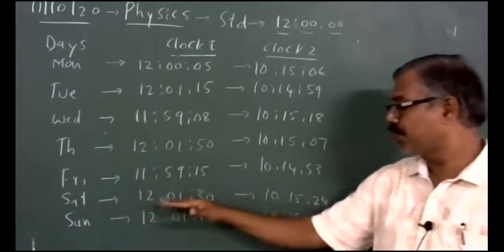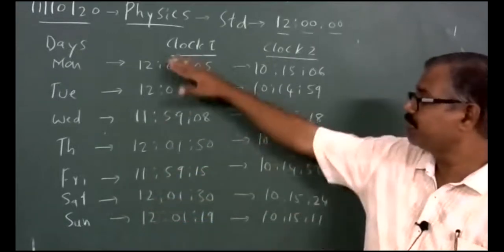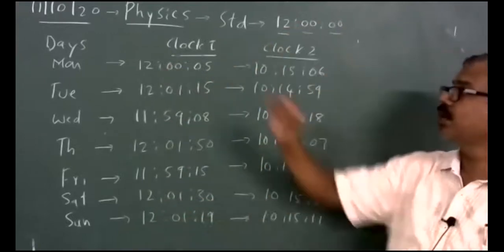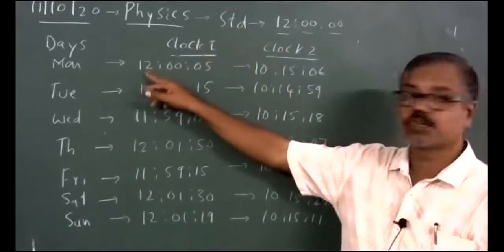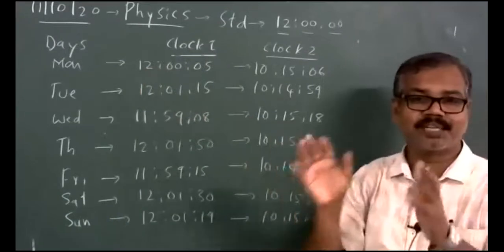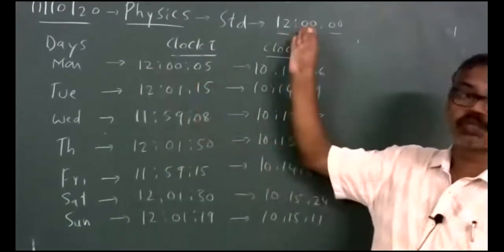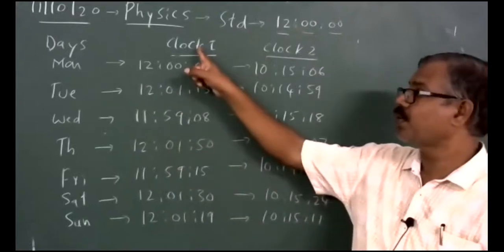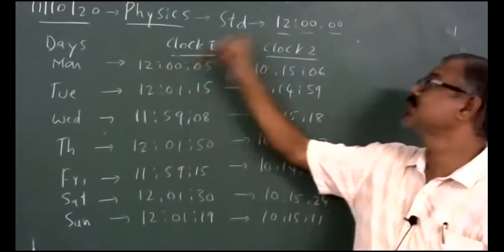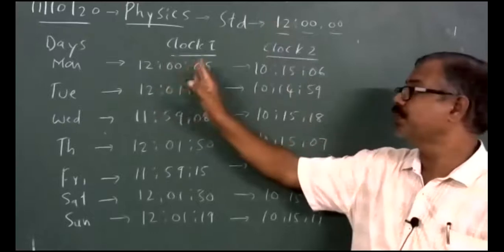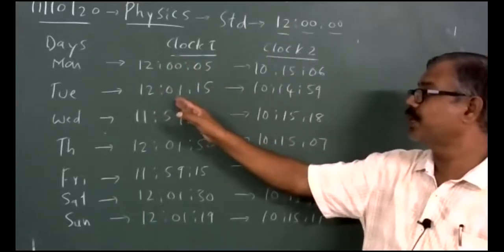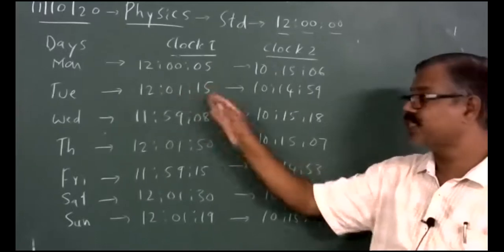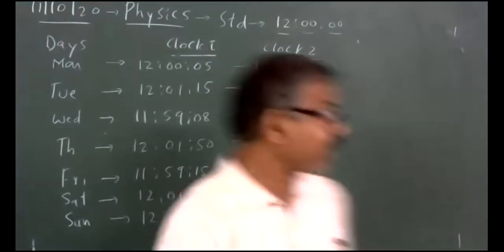Similarly, Friday, when I compare with the standard, it is 11:59:15. Then 12:01:30. So when you compare these days, Monday to Sunday, to the standard clock, the average value of clock 1 is called 12. The average value is close to 12 noon, but the variations are large. Clock 1 is showing 12 noon, the standard clock is also showing 12 noon, but the variations are 5 seconds, 1 minute 15 seconds, which is 60 plus 15, 75 seconds.